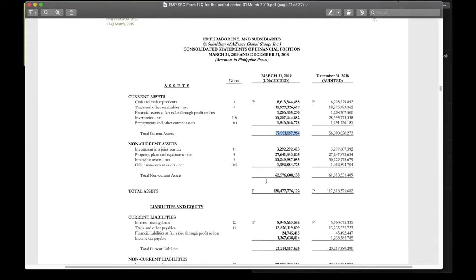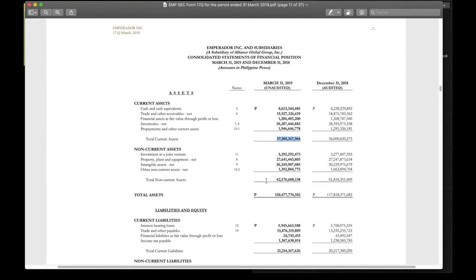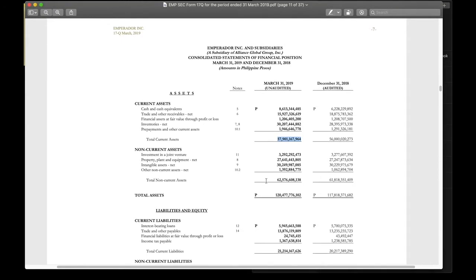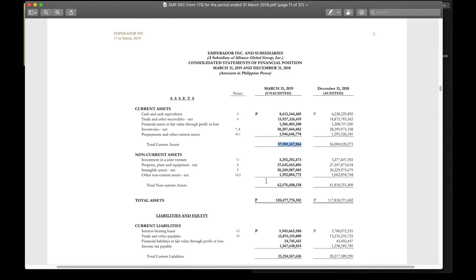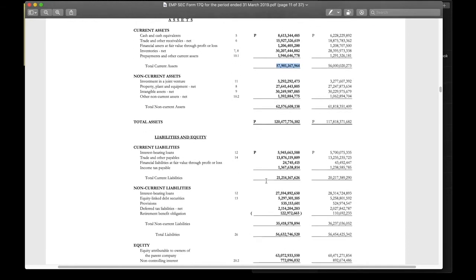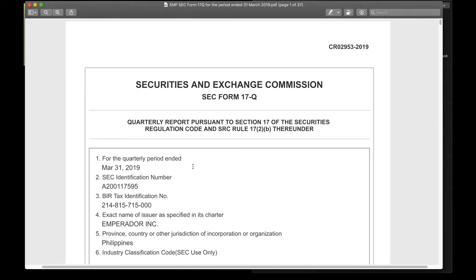Bakit po ginagawa ito ng Emperador? Dahil they are a publicly listed company. When we say publicly listed companies, they are listed sa stock exchange and traded ito sa market. So, ito siya. Consolidated statements of financial position. So, ayan, nandyan lahat, audited and unaudited. So, this is a first quarter report of the Emperador Corporation.